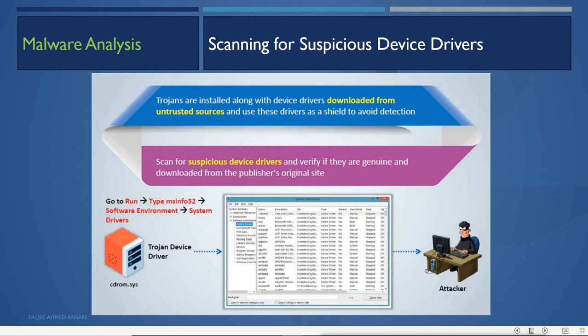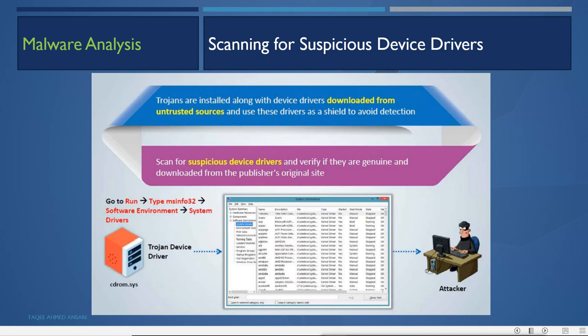We can scan for suspicious device drivers and verify if they are genuine and downloaded from the publisher's original site. We can do it with the Microsoft default tool, msinfo32. This is the default application we have to find out the system information. We can go to Run and type msinfo32, and in that we go to Software Environment, System Drivers, to see the system drivers. It will show other information also.